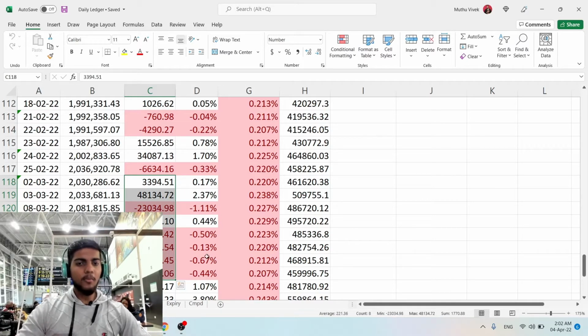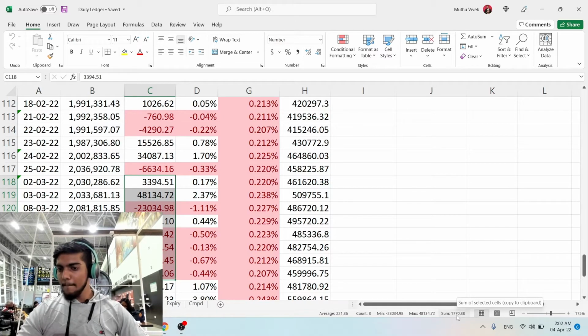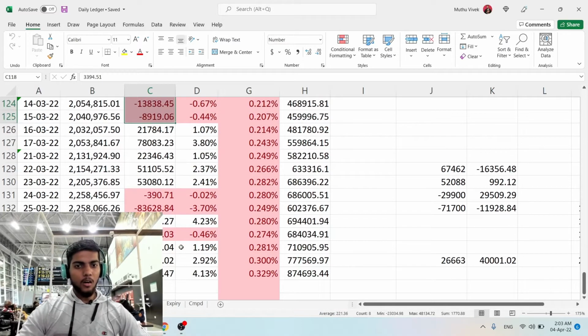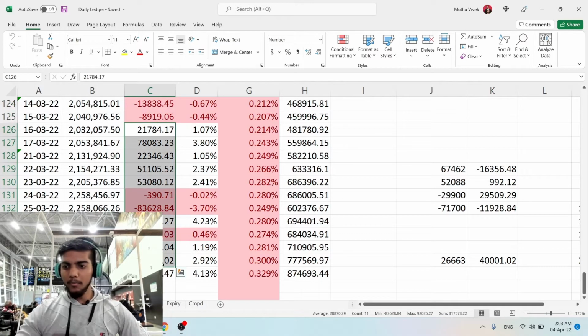So the first 15 days combined, we were only able to make 1,770, which is not even 1% of what we made this March. Basically, in the first 15 days we made around 2,000 rupees, and in the last 15 days put together, we made a profit of 3.17 lakhs.